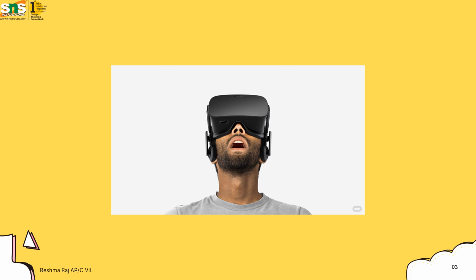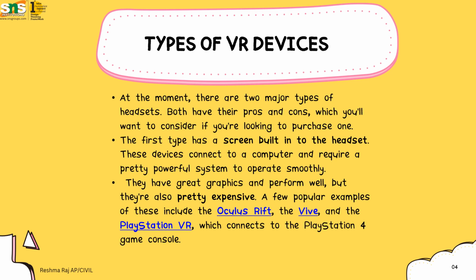The effect is commonly created by VR headsets consisting of a head mounted display with a small screen in front of the eyes, but can also be created through specially designed rooms with multiple large screens. Virtual reality typically incorporates auditory and video feedback, but may also allow other types of sensory and force feedback through haptic technology. So here are the types of VR; there are certain types of VR devices.